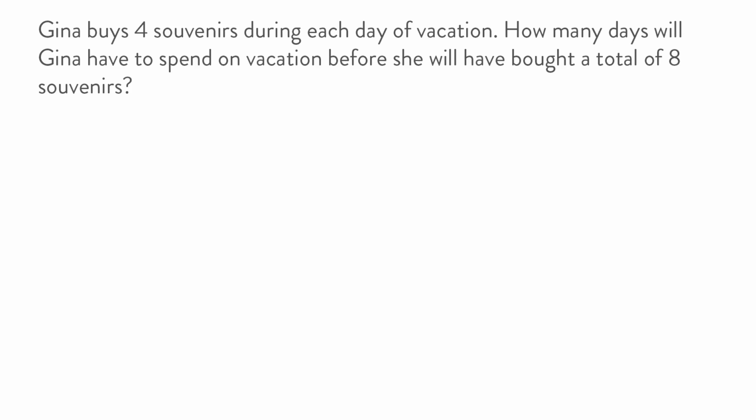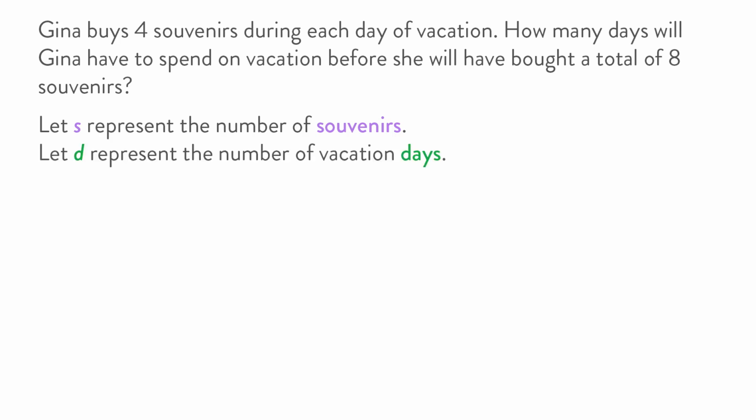What will help us solve this problem is an equation. We can show the relationship between days spent on vacation and the number of souvenirs bought with our equation. Let's let S represent the number of souvenirs and D represent the number of vacation days. Since there are 4 souvenirs bought each day, the total number of souvenirs is 4 times the total number of days. The relationship can be shown as the equation S equals 4D.